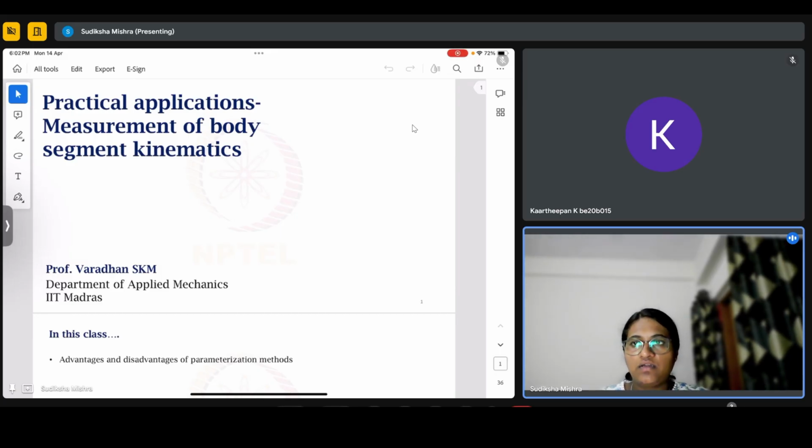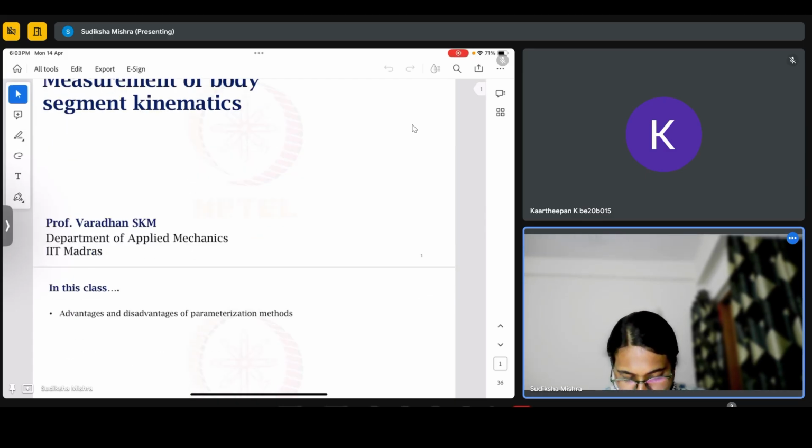Today I'll be discussing the contents of week 12, followed by a few questions pertaining to that week. This week is more of practical applications: how to measure the kinematics, how to analyze it, what kind of machinery can be used to measure the movements, and a little bit of introduction into gait cycle.